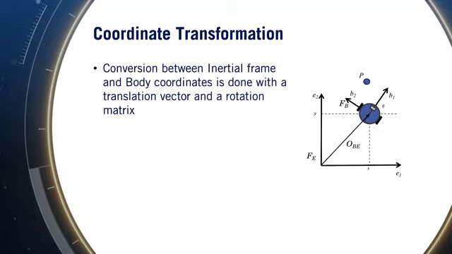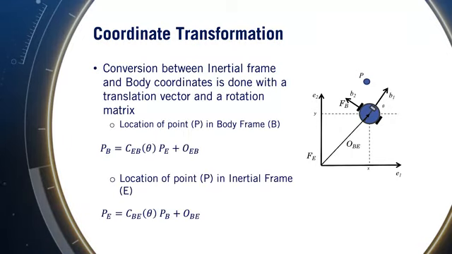Now let's extend our example to include a translation. Here we see a 2-wheeled robot, and we'd like to represent the position of a point P observed by the robot in the robot body frame B with respect to the inertial frame E. The position of the robot with respect to the inertial frame is X and Y, and the orientation of the robot, once again, is theta. The following equations relate the location of point P in the body coordinates P sub B and the inertial frame P sub E.